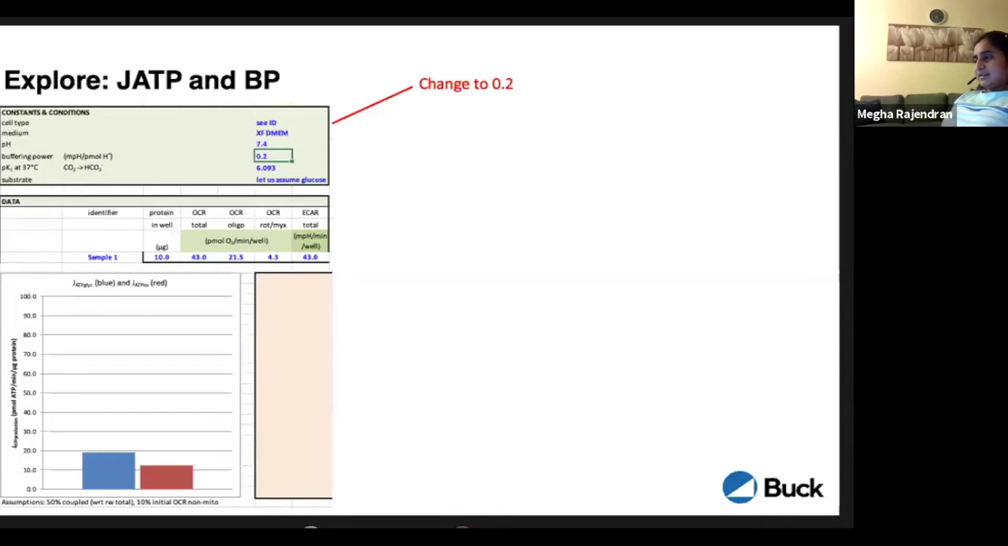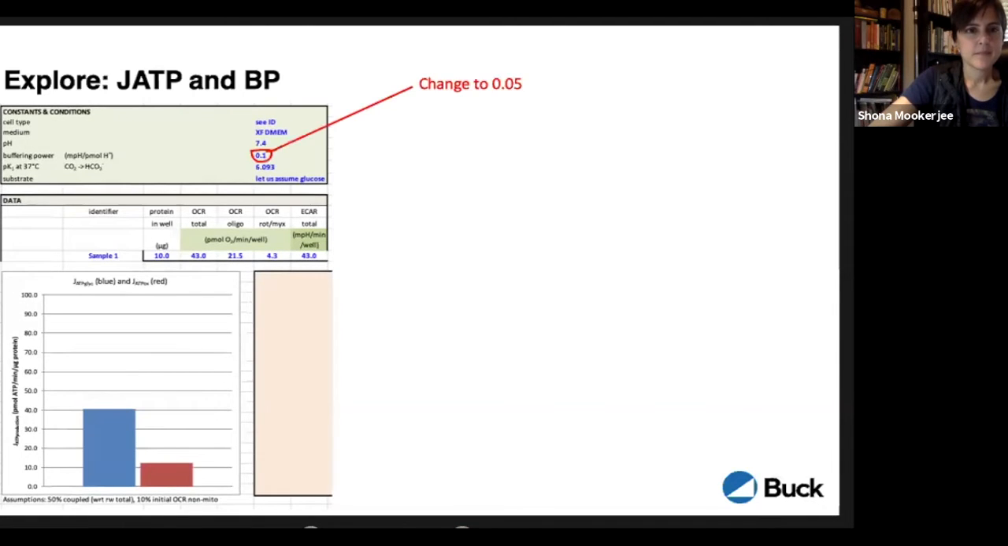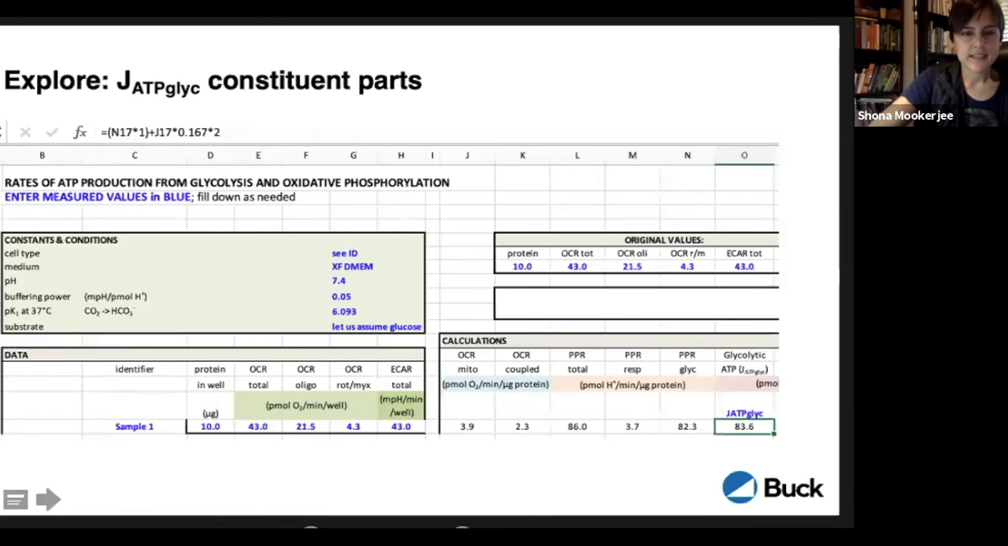Okay, so we understand that buffering power is an important determinant of measuring the acidification rate and therefore measuring glycolytic ATP production. And we can make the manipulation in the other direction and we can see how it grows. Now let's look at these parts.